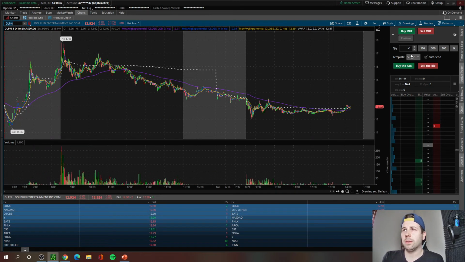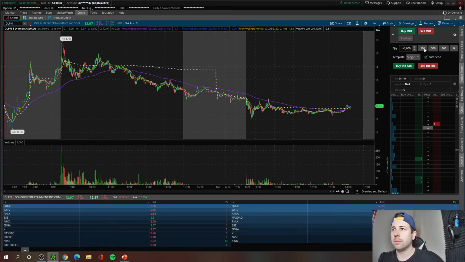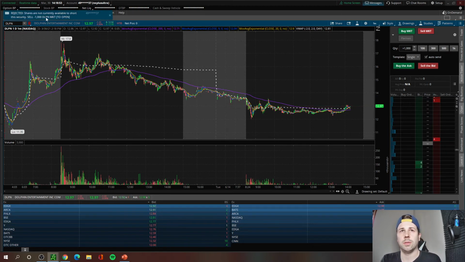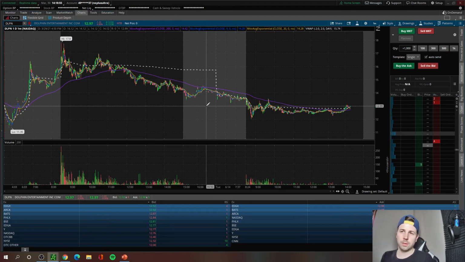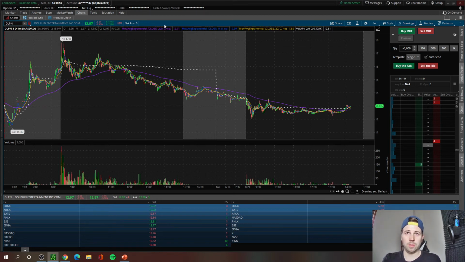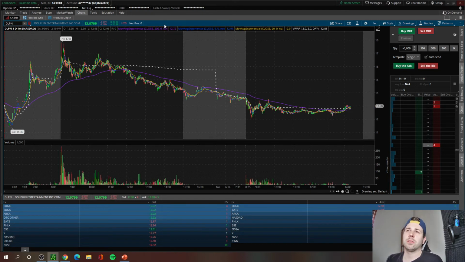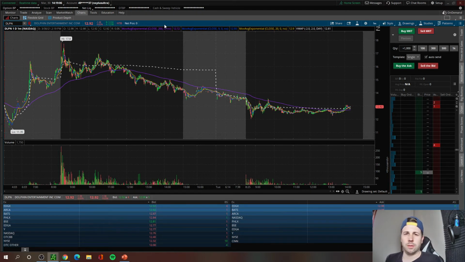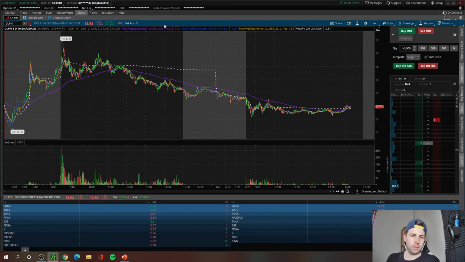So this one here, say we try to short 1,000 shares. So we'll sell 1,000 shares. And it rejects it: shares not currently available to short. And the reason for that is because I don't have the requirements to fulfill the hard to borrow criteria. So that's going to be, I think, a minimum account balance of like $100,000. You've got to pay a locate fee, et cetera. So I cannot short hard to borrow stocks, but maybe you can.